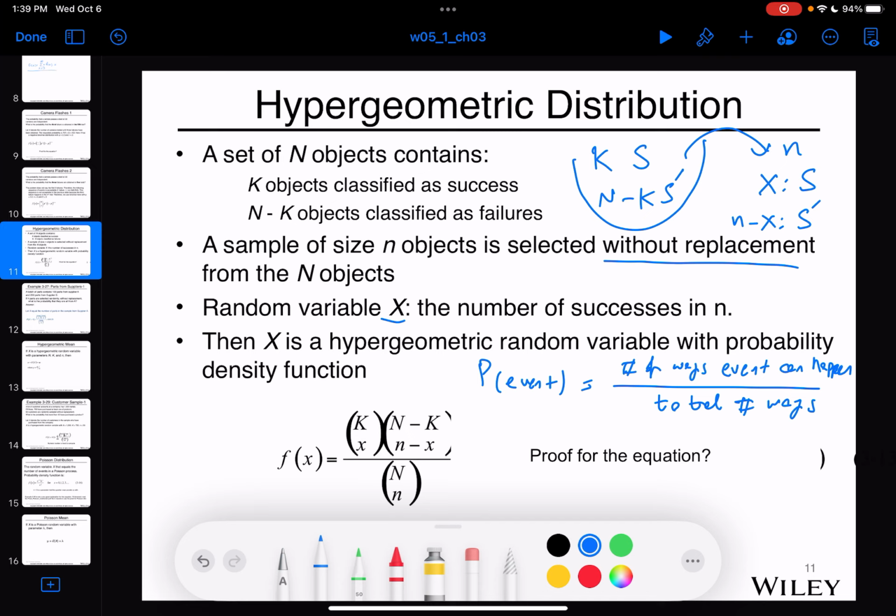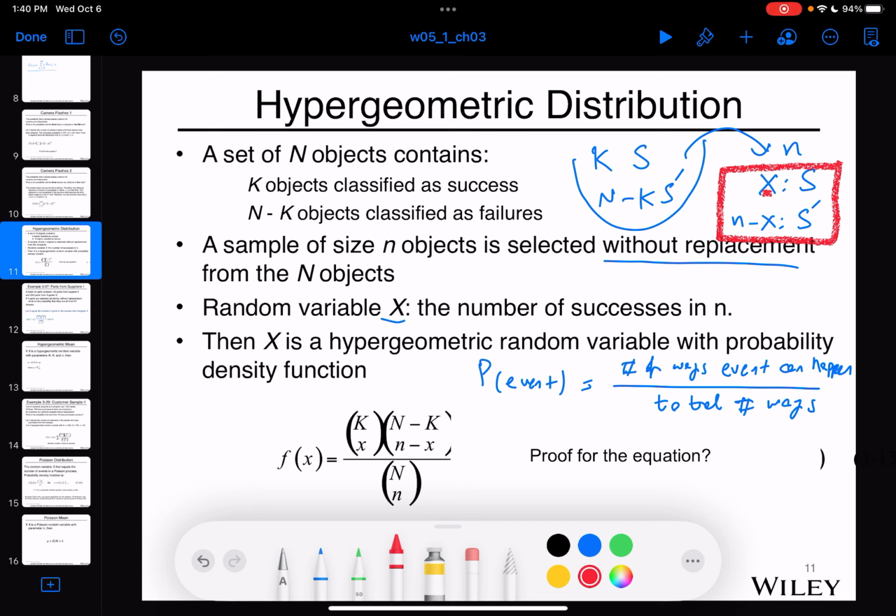Here, try to get the possible successes times the possible failures divided by the possible ways of doing it. Exactly, yes, that's correct. What's your name? Roger. Roger? Yeah, that's correct. So basically, here we have to count how many ways we can have X successes and N minus X failures, right?